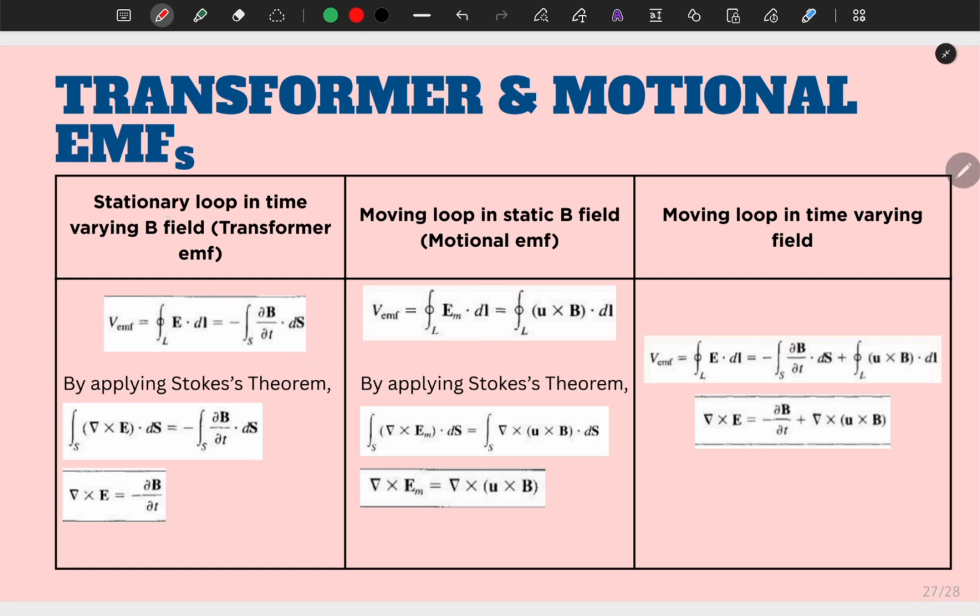First, we can see the stationary loop in time-varying B field, which is the transformer EMF. And these are the equations. Second is moving loop in static B field called motional EMF, and this is the final equation. Last but not least is the moving loop in time-varying field, and this is the final equation.